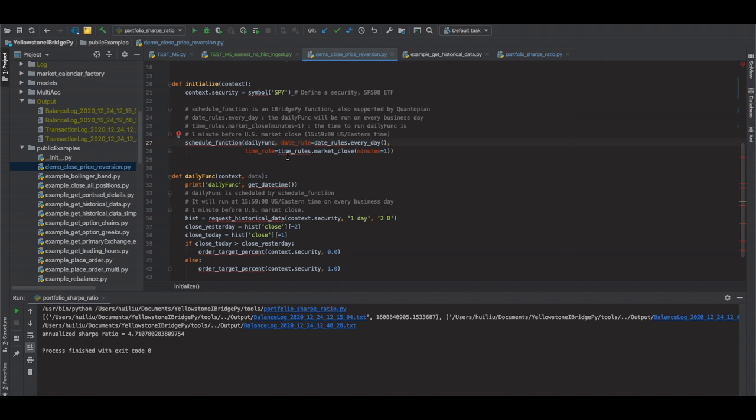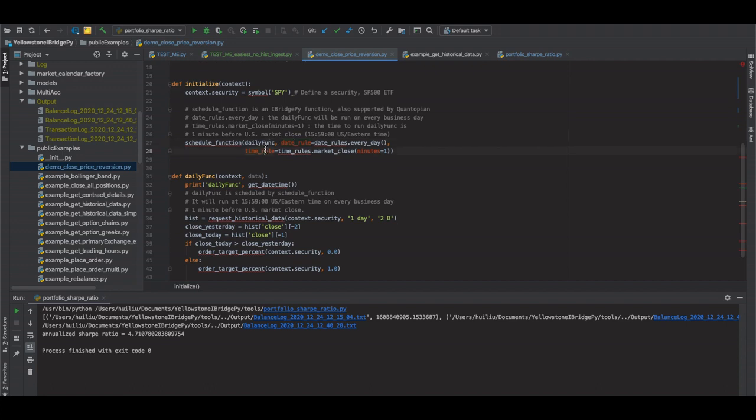In this example, it takes three variables. The first one is daily_function, and this is the function name. We define the daily function name here, which means we want to schedule this function to run at some time. And there is a date rule and a time rule. The date rule is what day you want to run this function. The date rule is every day, which means every trading day, because on weekends we don't trade.